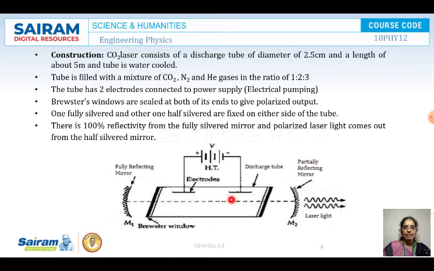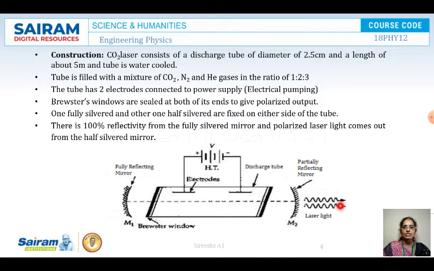Here we have a discharge tube with CO2 gas, nitrogen gas and helium in the ratio 1:2:3. It is a high tension voltage. The pumping is done by the electrical voltage here, the resonant cavity is formed by the two mirrors, and the laser light is given out from the partially reflecting mirror.